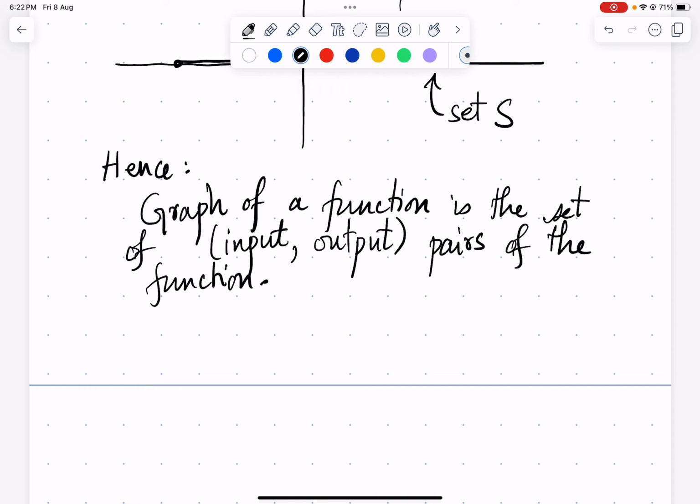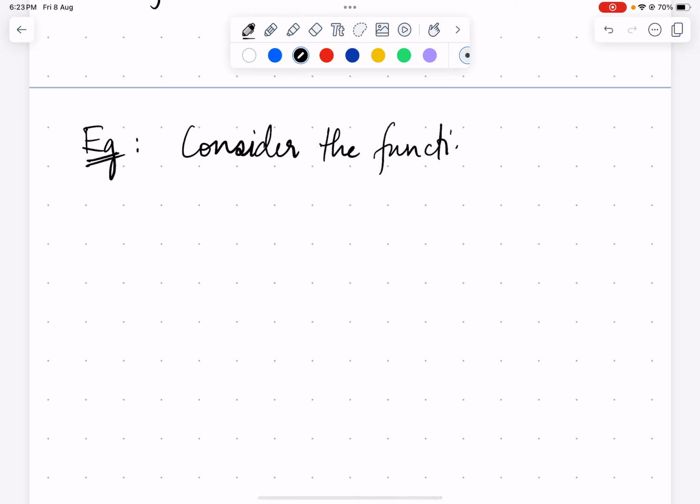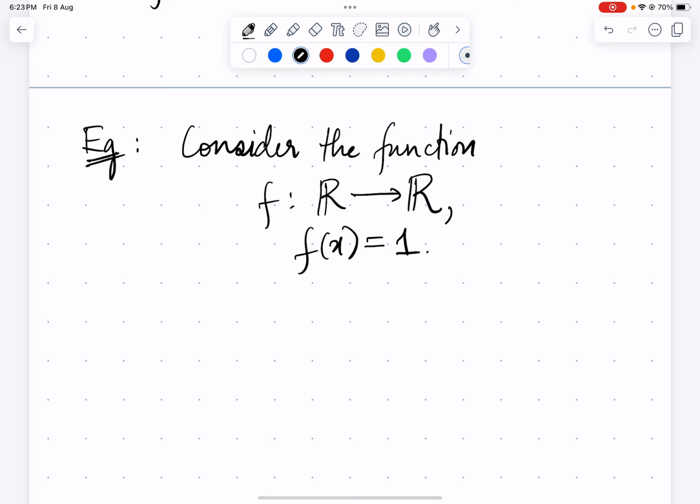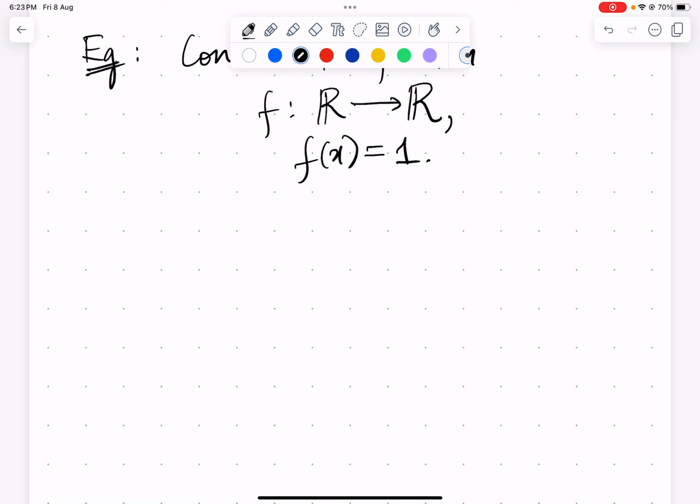Okay, so let's look at some examples. We'll start with simple functions. We'll just consider simple functions from now. So consider the function f mapping from R to R, and f of x equals 1. It takes inputs from R and gives corresponding outputs in R, and for any input x the output is 1. So this is a very basic function, so it's a valid function.